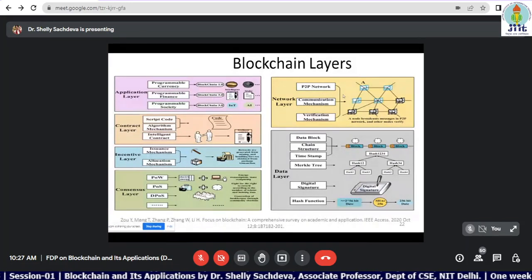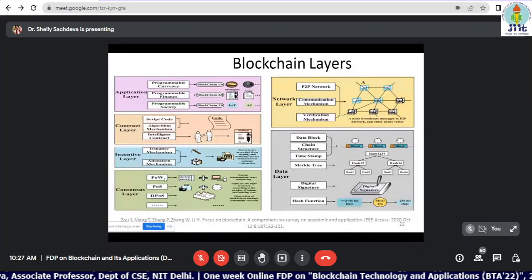Then we talk about the consensus layer, where we have proof of work, proof of stake, and other protocols. There we focus on the throughput, the latency, and the energy consumption if we make use of a particular consensus, and what happens if I move from this protocol towards another one. This is where research is going on.